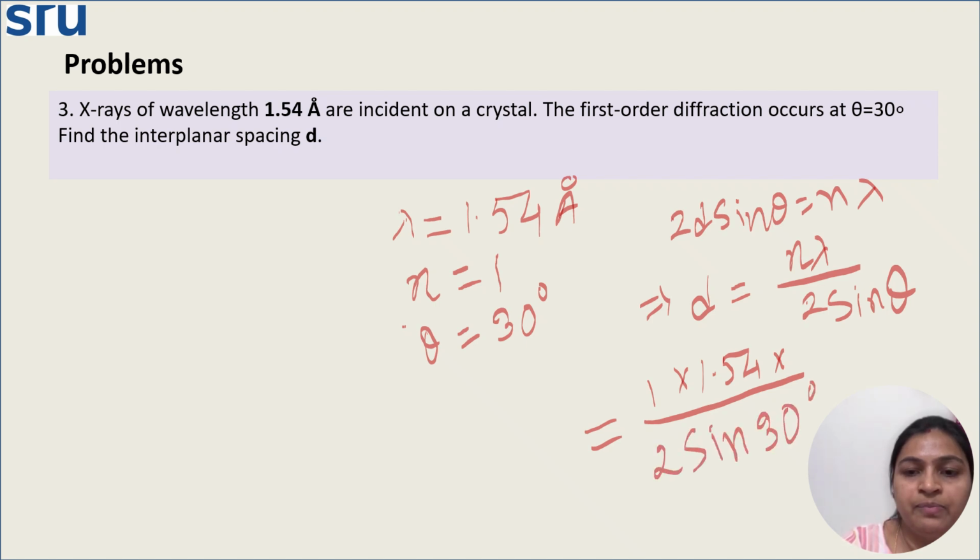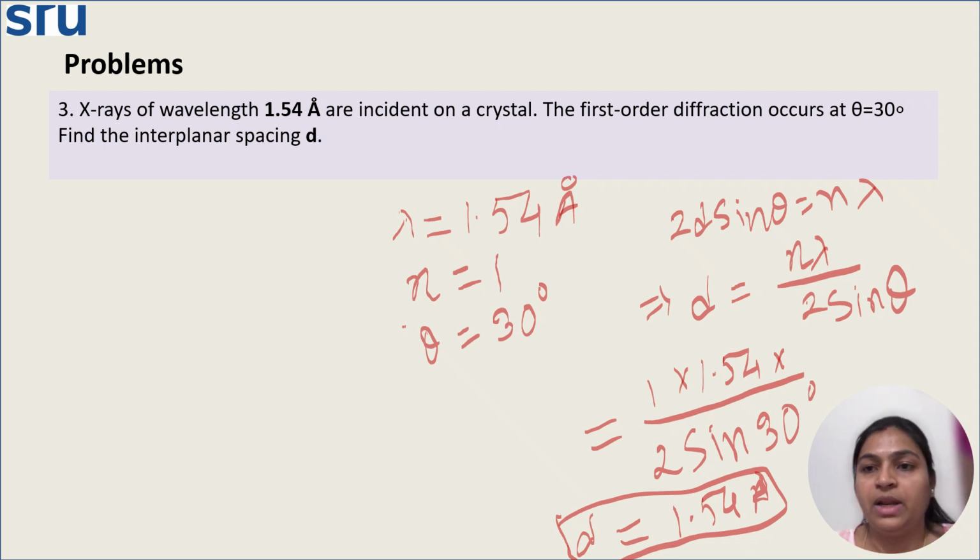sin 30 degrees. If you quickly calculate this, we find that d is equal to 1.54 angstrom. It is a very simple and easy problem if we know Bragg's law with the X-ray wavelength, the order of diffraction and the incident ray theta value, then one can easily find out the interplanar spacing of the crystal. So now let's move to the fourth problem.